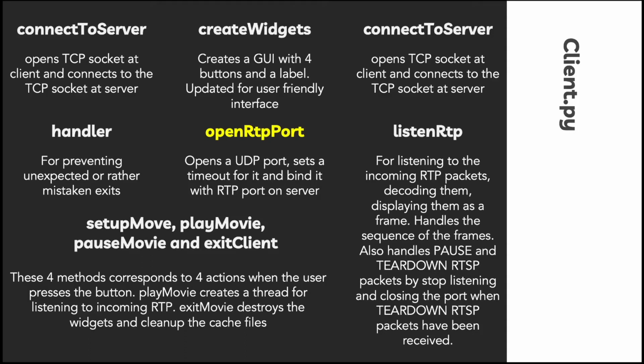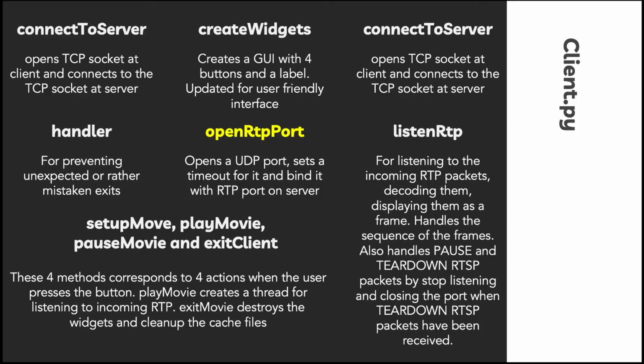First, we have the connect to server function. Now, connect to server is a short method to open a TCP socket on the client and connect to the TCP socket opened at the server. The reason this socket is a TCP socket is because RTSP uses TCP to maintain the connection. Also, if the connection fails, it will throw a Tkinter error box.